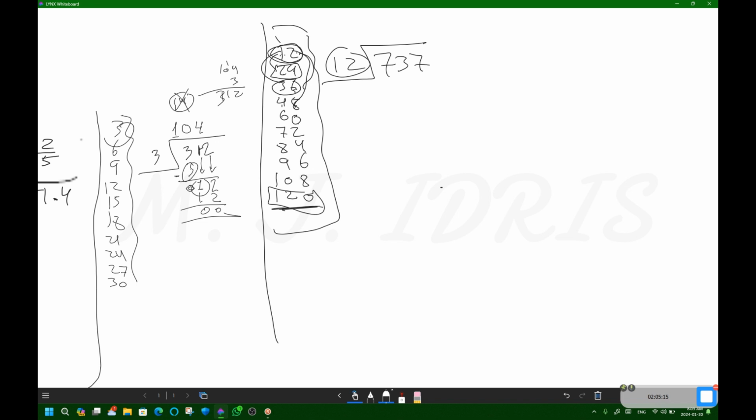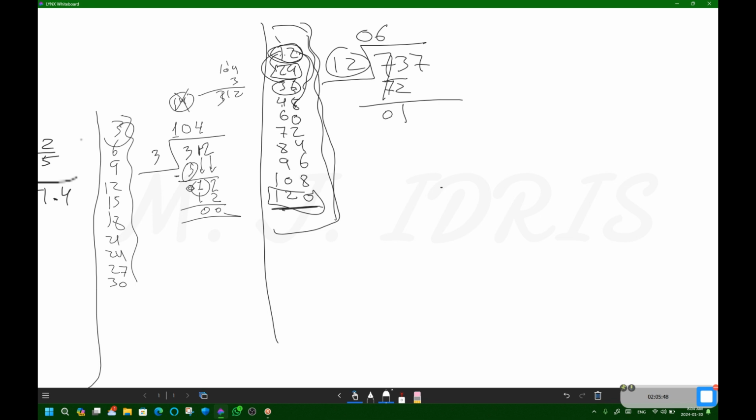So let us start. 7 divided by 12 we can't, so we put a 0 here. Then go to the next number, which is 73. In the multiples of 12 here, what is the closest thing to 73? The closest thing to 73 is 72, which comes from 6. Then we subtract. 3 minus 2 is 1, 7 minus 7 is 0.